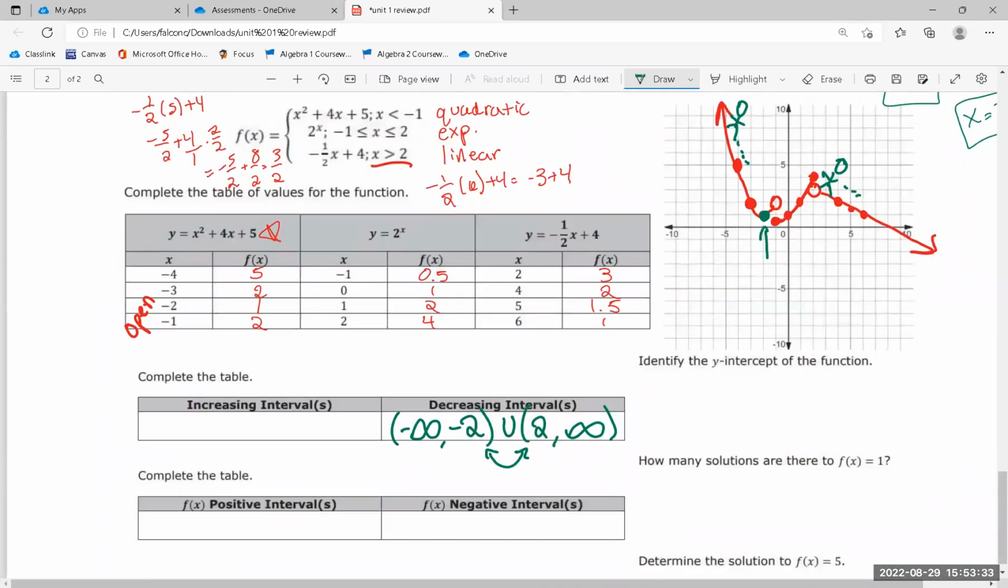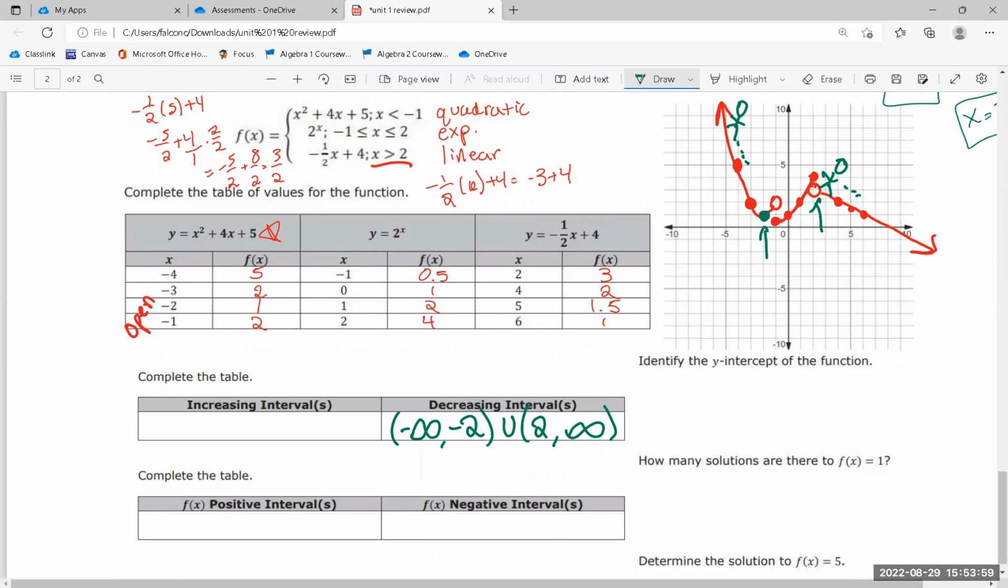At the vertex, right, we're not increasing or decreasing. We're stationary, we're not going anywhere. And then at this +2, I'm not actually equal to +2 right there for the decreasing interval. That part of the linear piece has an open circle, so we don't include that either. So that's why we have parentheses around the -2 and the +2. And we always have parentheses around our infinity signs.